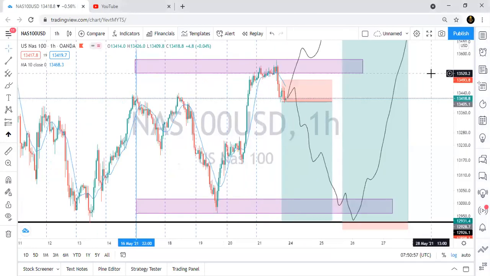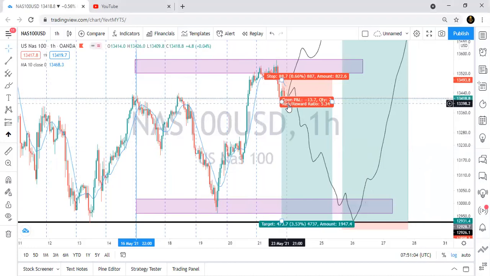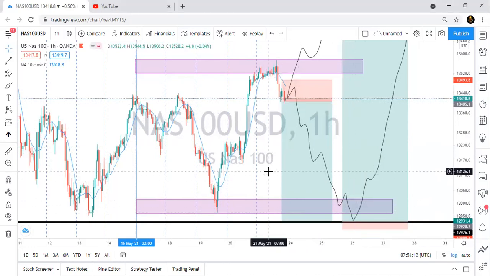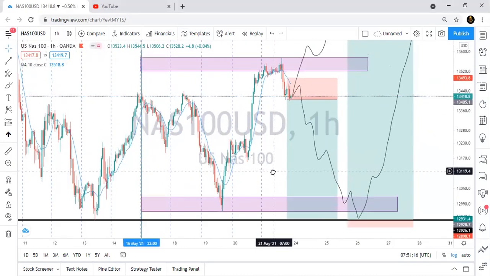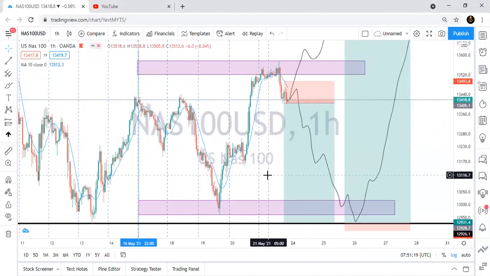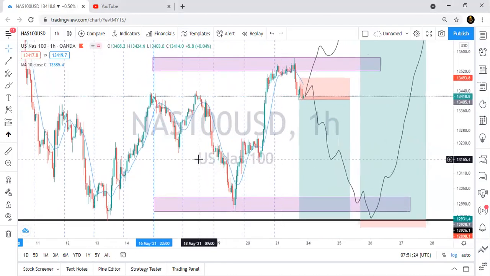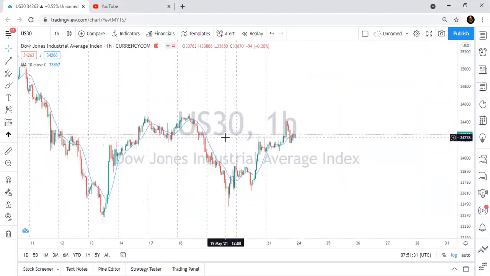Let's start from Nasdaq. This is what I'm expecting Nasdaq to do. Maybe a pullback to the downside, and then maybe by Tuesday, Wednesday, I just don't know, it might reverse up, since the overall trend is an uptrend. As you guys can see, this is Nasdaq. This is what I'm expecting.